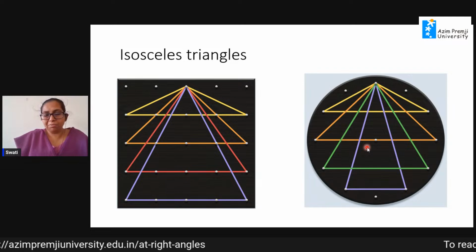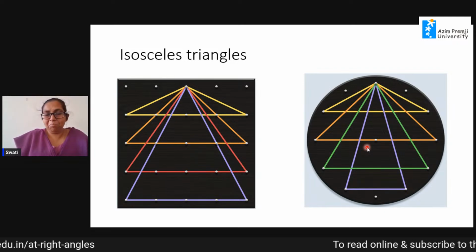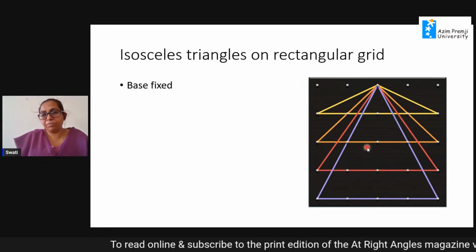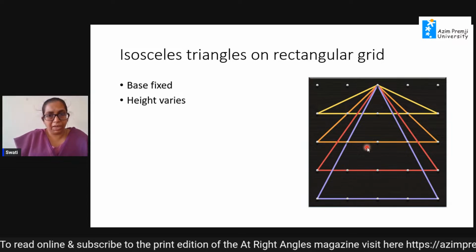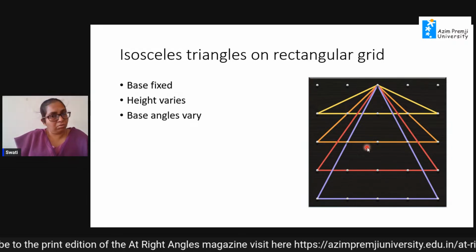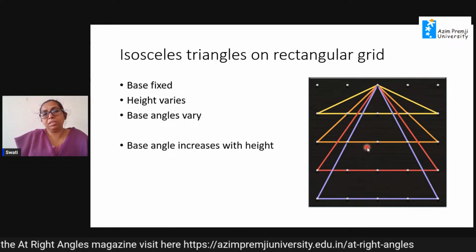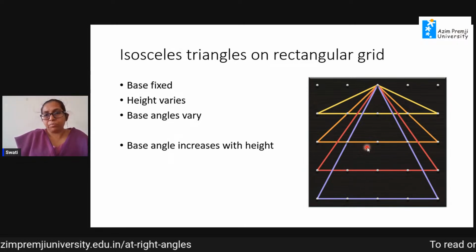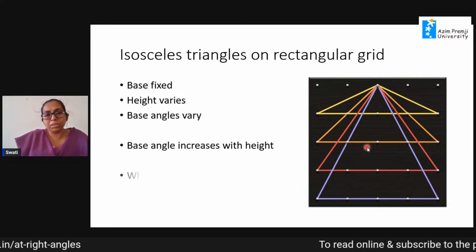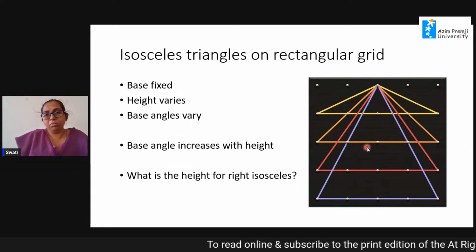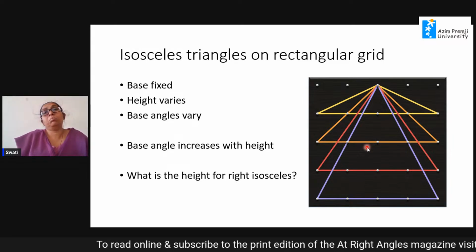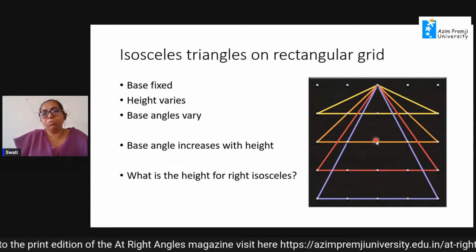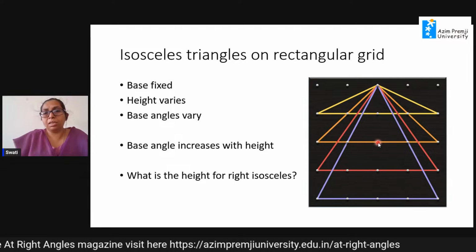Now let us discuss what is hidden there more, right? So if you look at this one, see, the base is fixed, the height is varying, and the base angles are also varying. In fact, as the height is increasing, the base angle is also increasing, right? So one natural question would be, if we want to go for a right isosceles, then what is going to be the height? And this is something that might pop into your mind automatically if you stare at the grid for a long time.